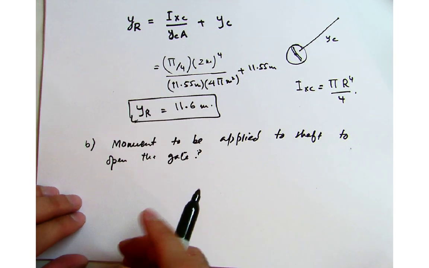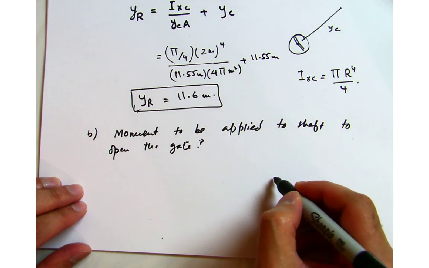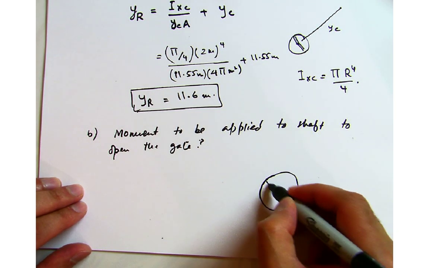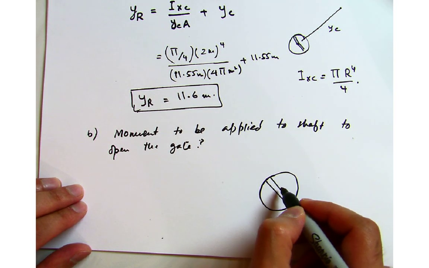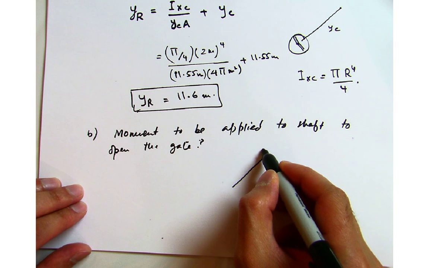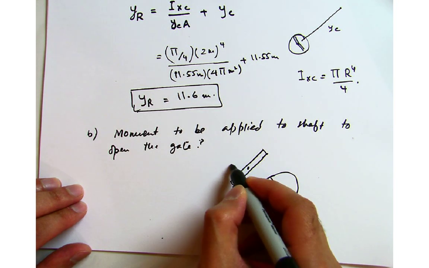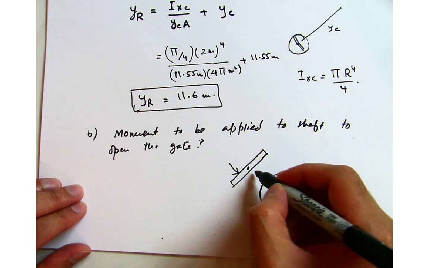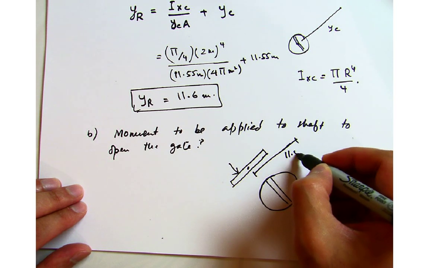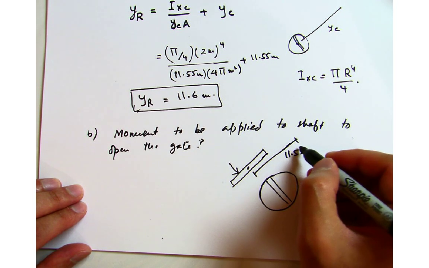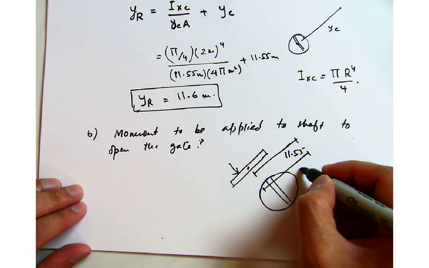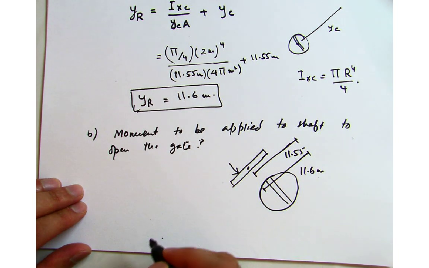Okay, so for this one I'm going to take the moment. Again, if I have this thing over here, I will take the moment. I can also take a look at it from this side. So we have this force acting in this direction. We have this distance, which is 11.55. We also have another distance, slightly more than that, which is actually 11.6 meters.